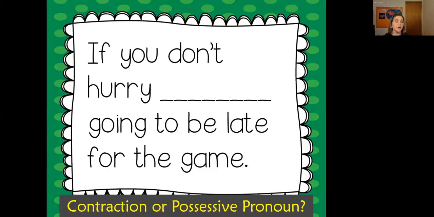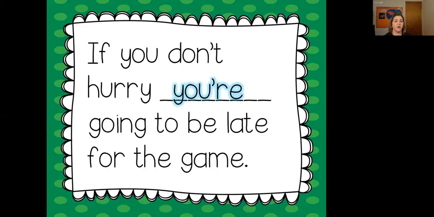If you don't hurry, you're going to be late for the game. Is that going to be you are, or is it going to be that something belongs to you? Well, let's try to fill in you are. If you don't hurry, you are going to be late for the game. Does that make sense? Absolutely. So is it a contraction or a possessive pronoun? You're exactly right. It's the contraction you're, because we could fill the blank in with you are.